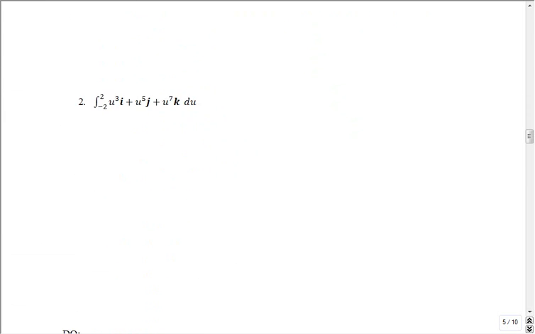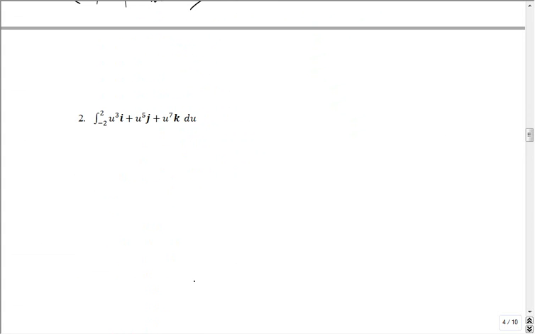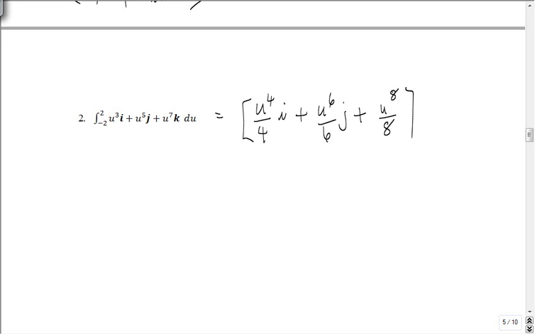Okay, so let's do that one together. One person, what's the integral of u cubed? U to the 4th over 4. What's the integral of u to the 5th? U to the 6th over 6. What's the integral of u to the 7th? U to the 8th over 8, from minus 2 to 2.